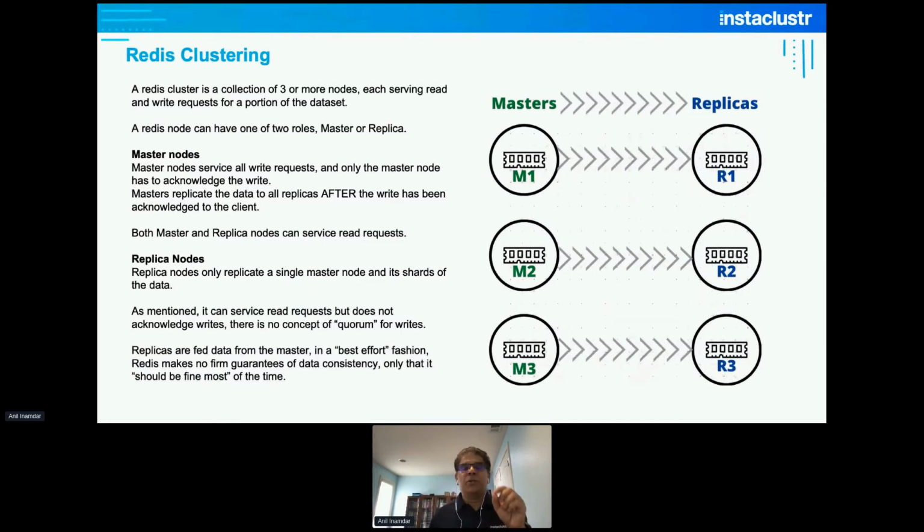One is master node. The master node services all writes. It also acknowledges writes. It also replicates data to all replicas after the write acknowledgement. It can service both write and read requests. The second type of node is the replica node. It replicates only a single master node. It can service read data requests, but not write data requests. So that's the difference.